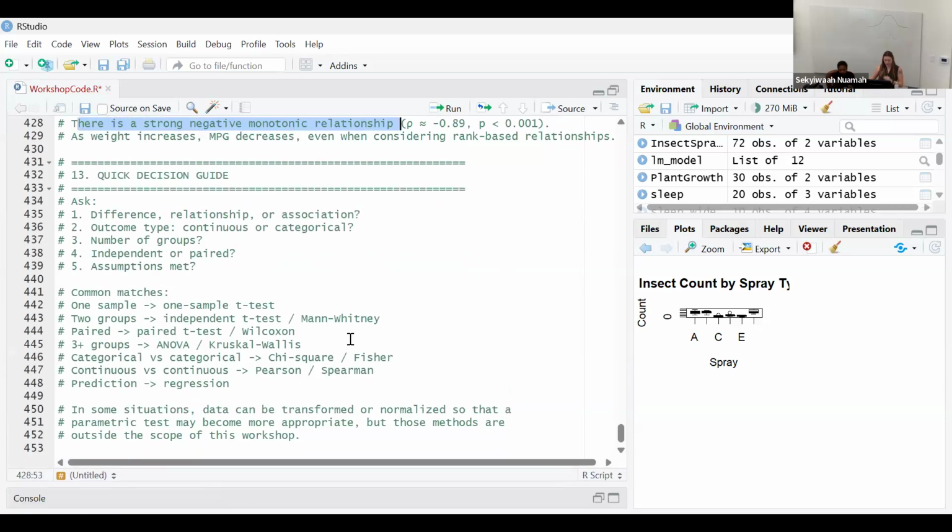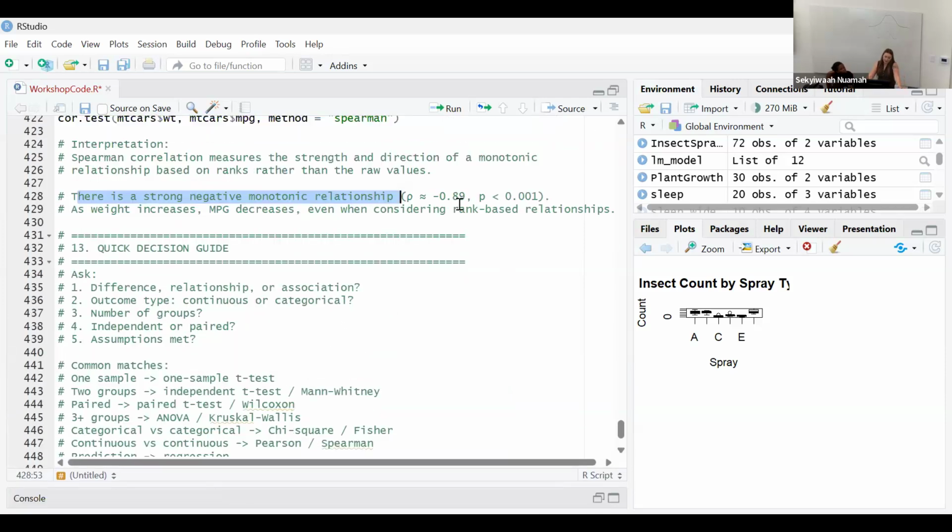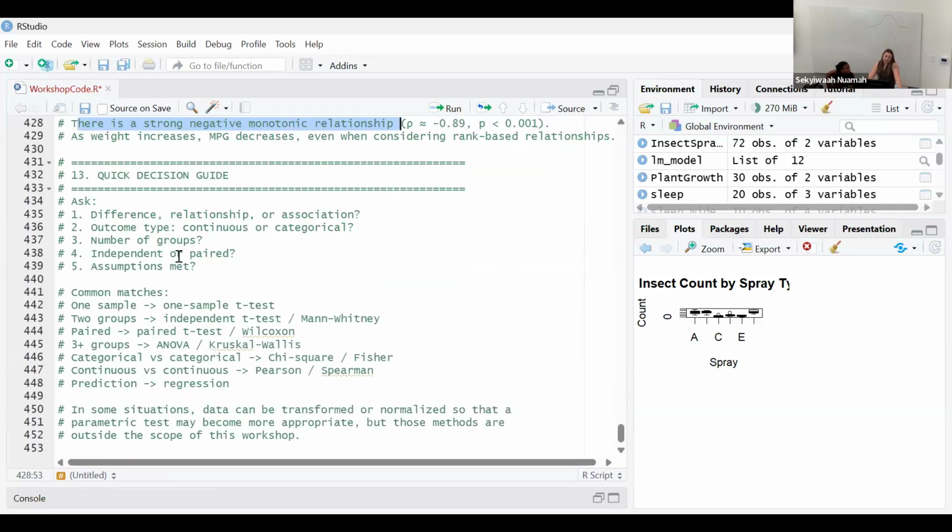All right, and then I have just a little summary to wrap it up here. So here's just a small guide to help you pick the test for your own data. Look at your own data and ask these questions. Is it going to be a difference, relationship, or association? Is your outcome continuous or categorical? What's your number of groups? Is it independent or paired? Are your assumptions met? Based on your answers to these questions, it should help you pick the right test for your specific data and research question.